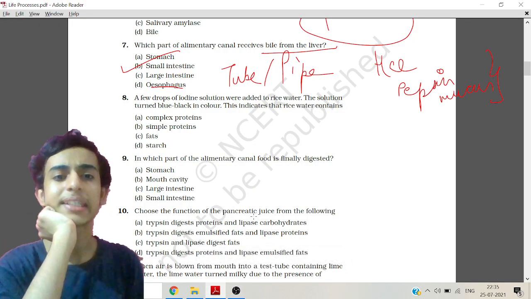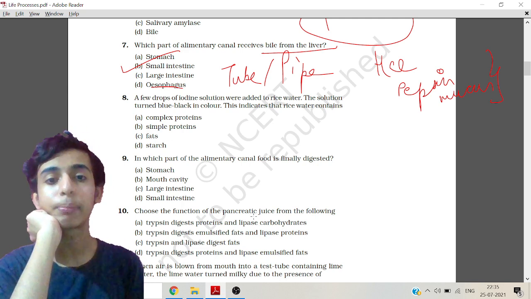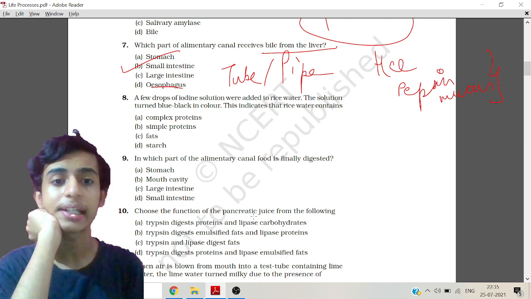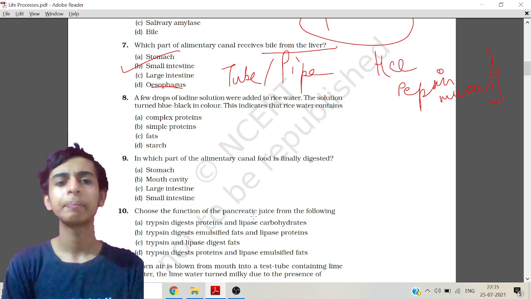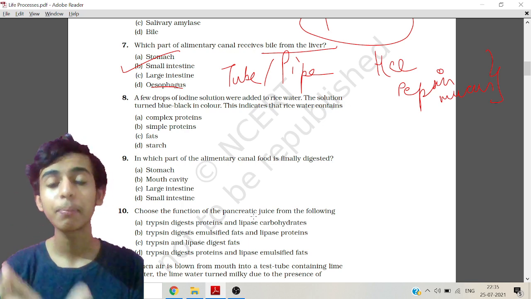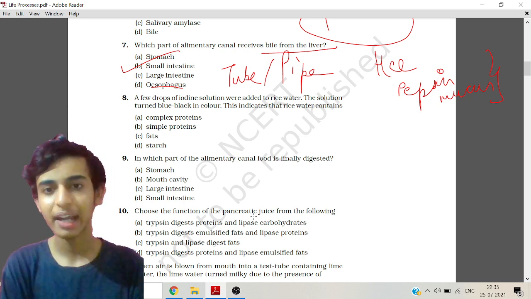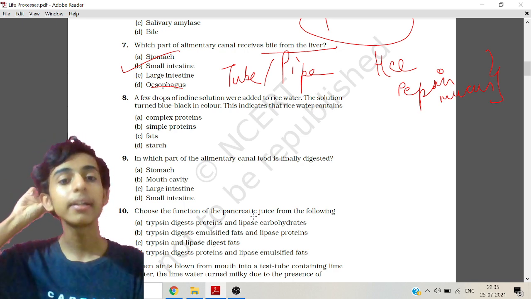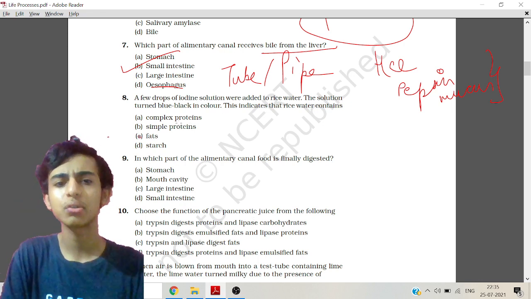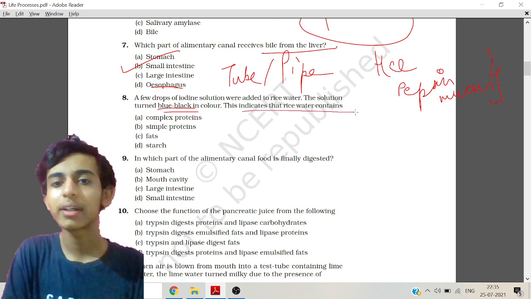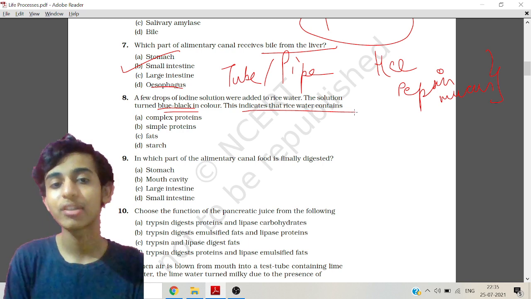Chalo, 8th question, which says a few drops of iodine solution were added to rice water. The solution turned blue-black in color. This indicates that rice water contains complex proteins, simple proteins, fats, or starch. What do you think? So I took a bottle of iodine solution and I added a few drops into your rice water. Then there was a change in color from milky to blue-black.